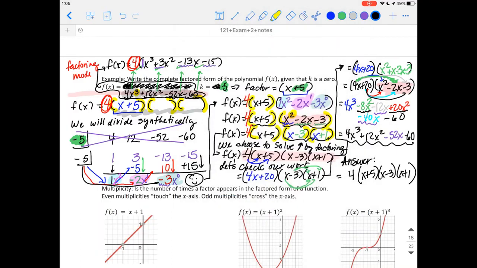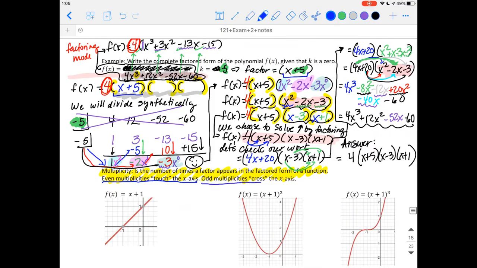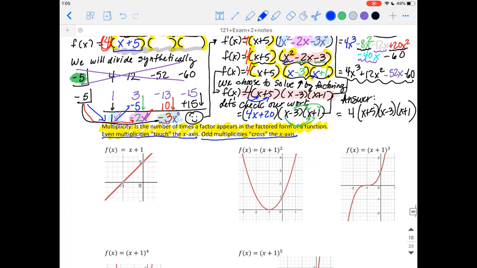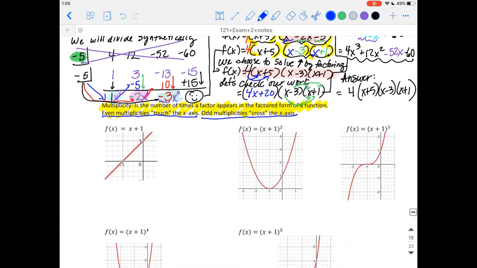We're going to talk about multiplicity. Multiplicity is the number of times a factor appears in the factored form of a function. Very important, especially if math is in your future. Even multiplicities touch the x-axis. Odd multiplicities are going to cross the x-axis. So let's look at this one here. I have f of x is equal to (x plus 1), which technically has parentheses to the power of an understood 1.